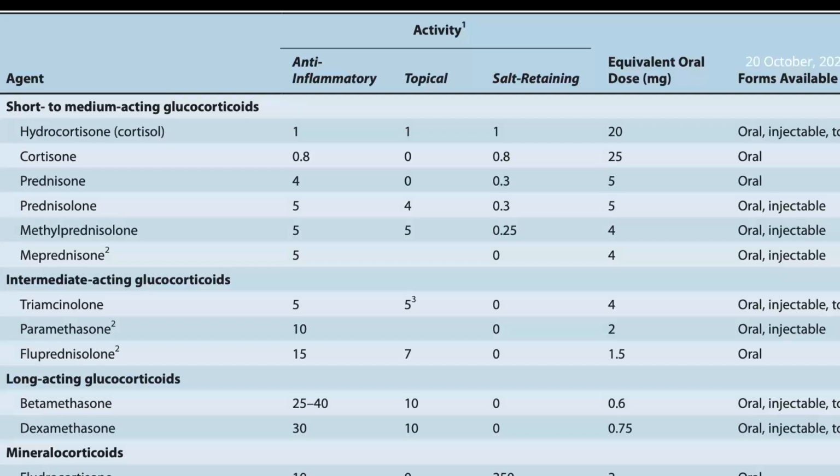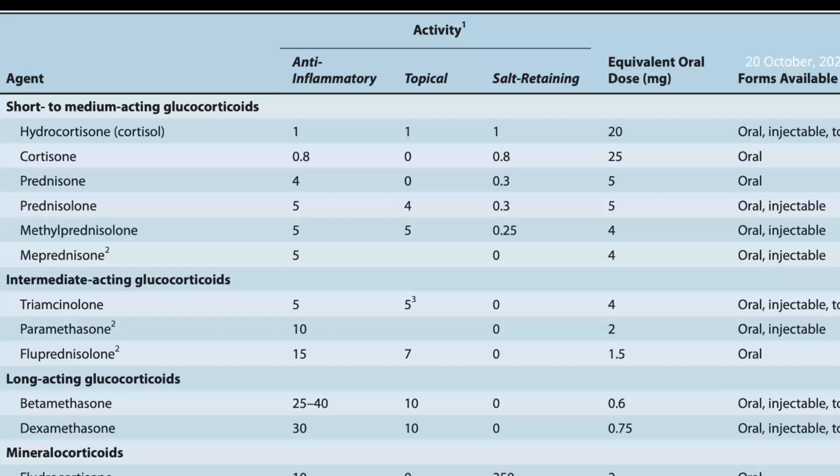These are, of course, the information present in the table. It is just for clarification, but the important point is the types and classifications of the glucocorticoid or adrenocorticosteroid. We can classify the glucocorticoid according to the duration of action into short, intermediate, and long. The short, like for example, hydrocortisone, just focus on the names: hydrocortisone, cortisone, prednisone, and prednisolone, methylprednisolone.